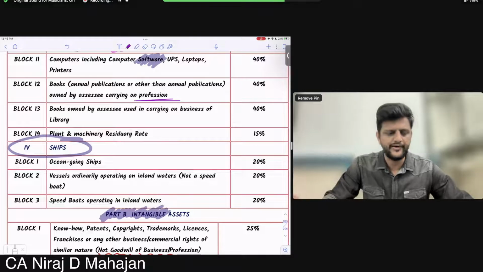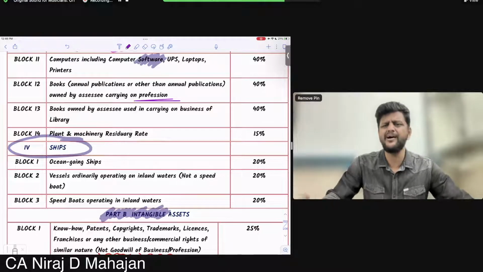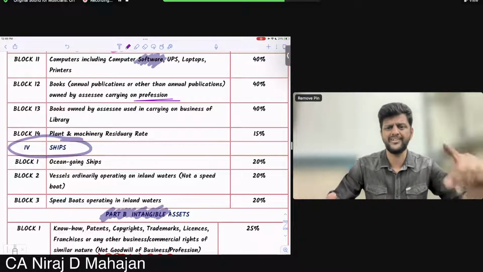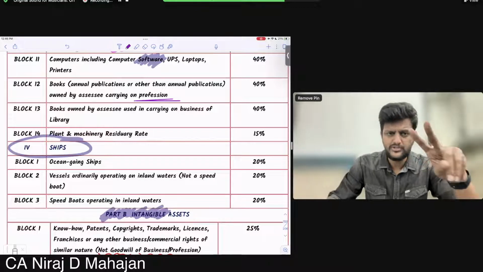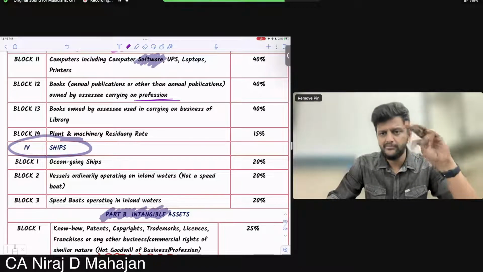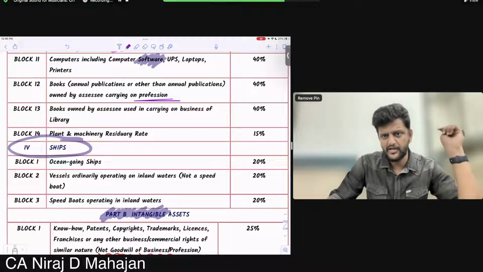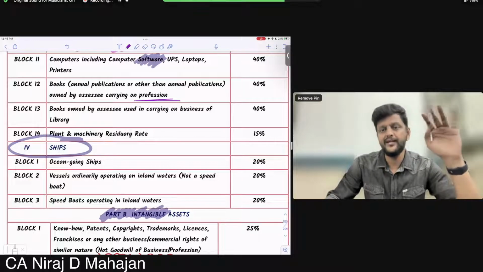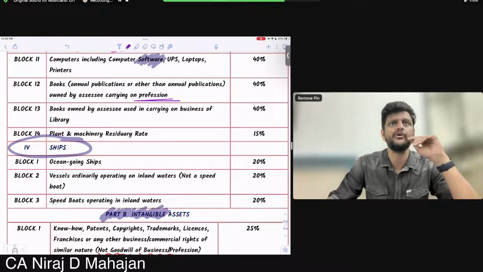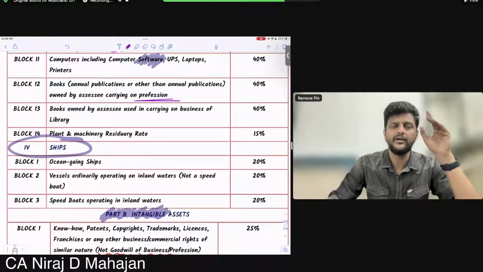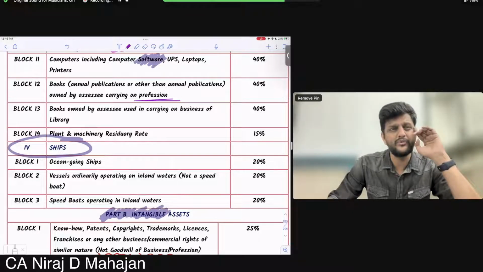Even when I was doing articleship, we used to compulsorily buy 2-3 copies of the Income Tax Act and Income Tax Rules, and there was also one book we used to buy, Master Guide to Income Tax Act, Master Guide to Income Tax Rules. And apart from that, we had a subscription for ITR, Income Tax Reporter, and Taxman SOTs. SOT was what? Selected Orders of Tribunal.